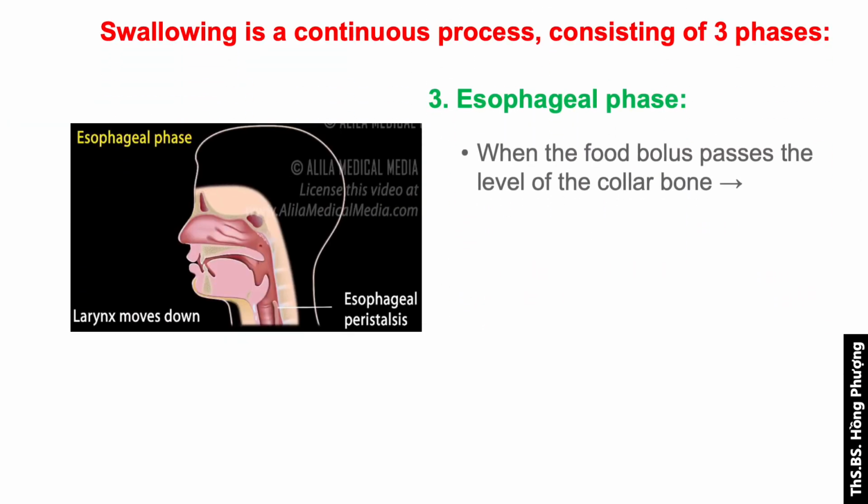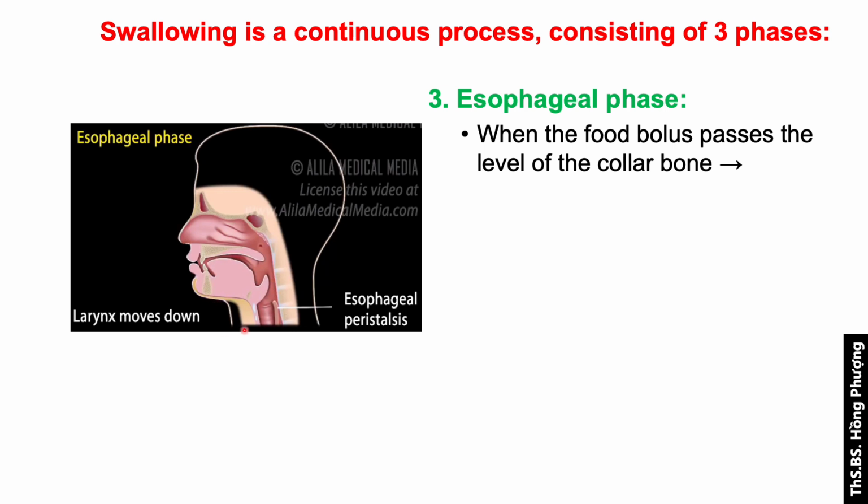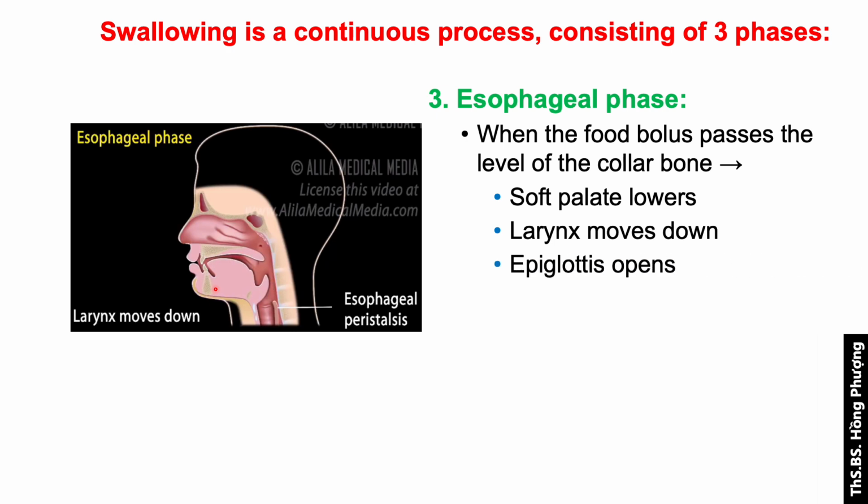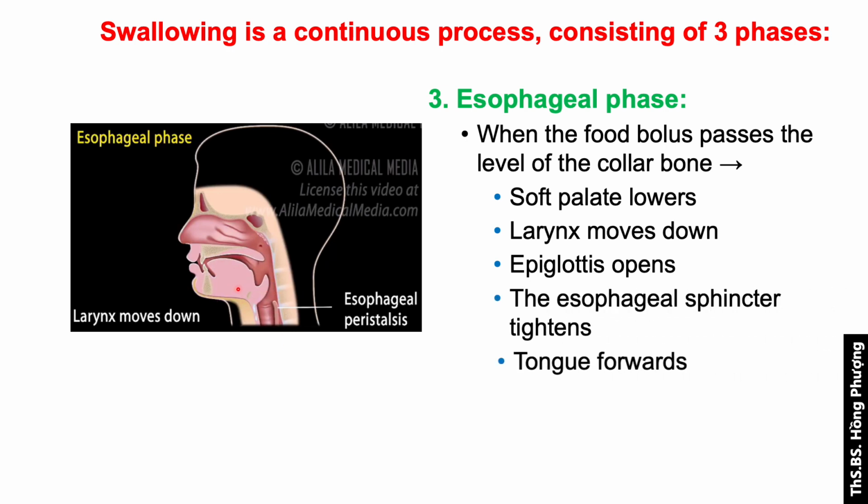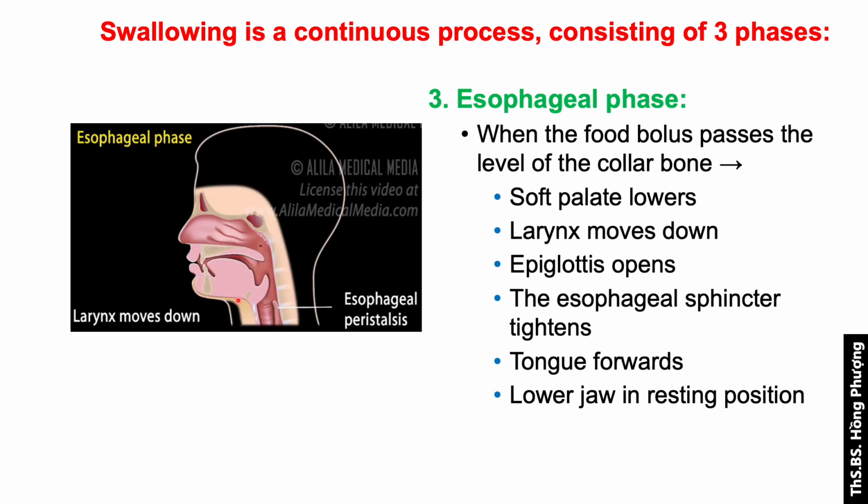When the food bolus passes the level of the collarbone, the muscle activity in this esophageal phase changes: the soft palate lowers, the larynx moves down, the epiglottis opens, then the esophageal sphincter tightens, the tongue moves forward, the lower jaw returns to resting position, and the airway is restored.